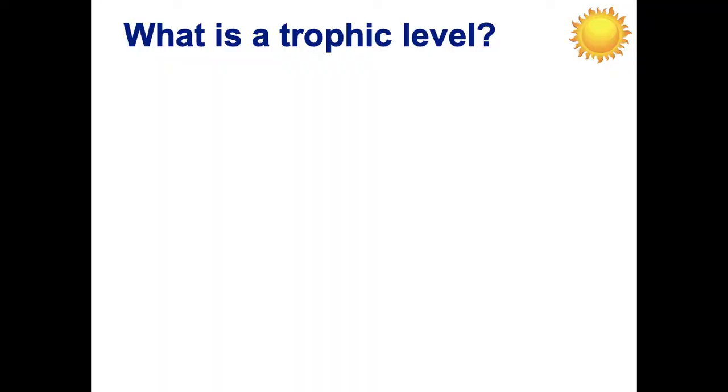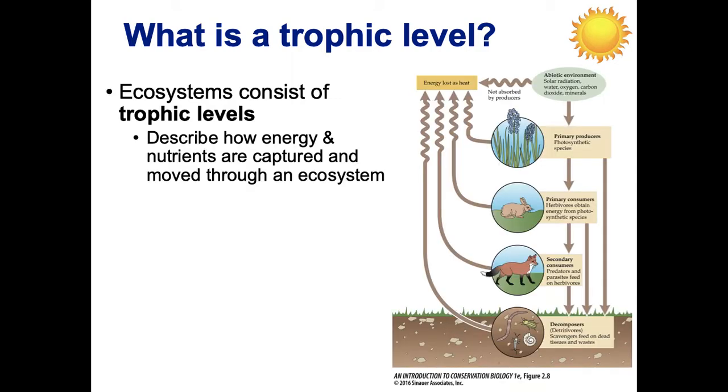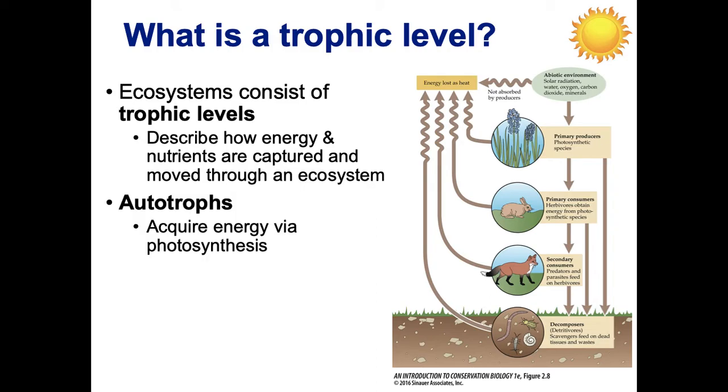So the next topic is a trophic level, and this is probably a term you've heard before. So what is a trophic level? It describes how energy and nutrients are captured and moved through an ecosystem. So each level describes what the organisms at that level eat, basically.